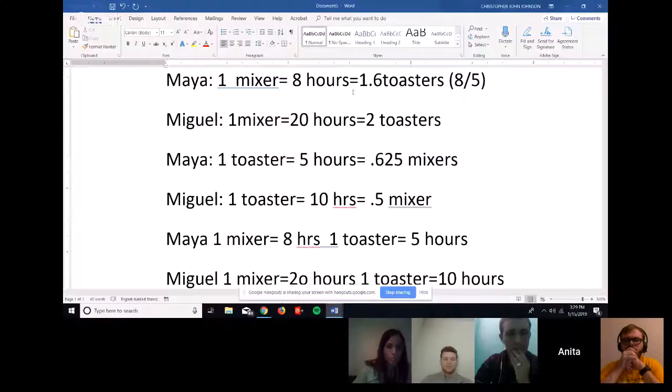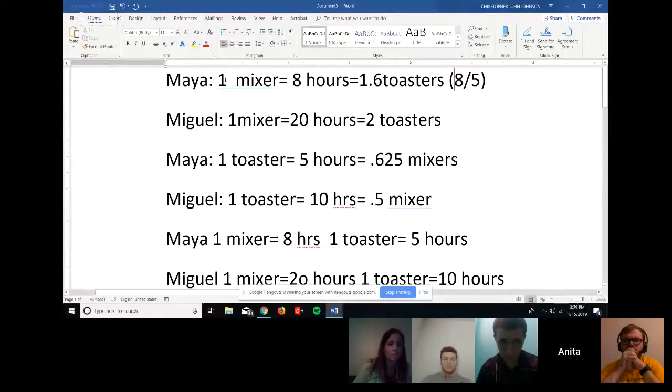And it's still the same case, because if you look at the first half where Maya has 1.6 loss of mixers for every toaster, 1.6 is less than 2, whereas Miguel has a loss of 2. But so she has still the lesser number. She has 1.6 loss of toasters, not of mixers. No, it costs her.